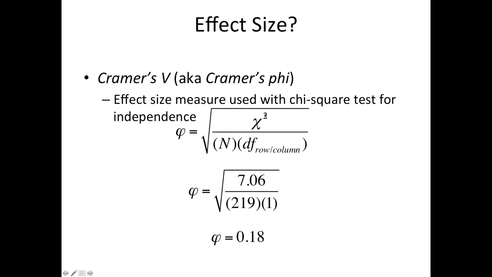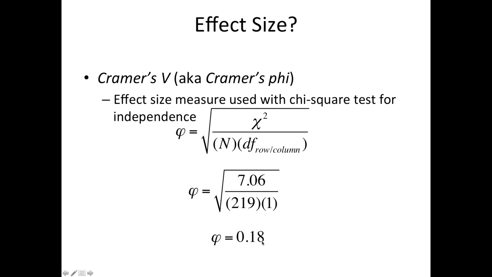You take chi-square, so in our case we had just calculated 7.06. You divide that by the product of the number of observations altogether. So we had 219 women in this study, times the degrees of freedom total. So that's the row by the column. Then we take the square root of that whole thing. And this is Cramer's phi for this study, 0.18.